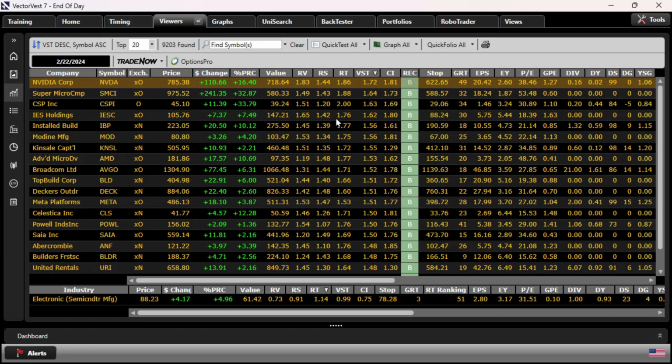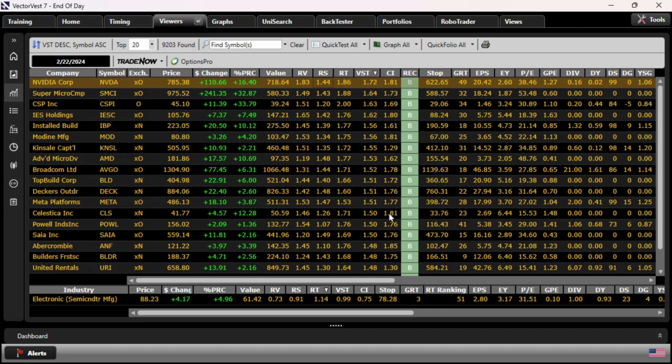So top VST stocks are great for prudent investors looking for RV and RS scores above 1. Just look at our data points. All those RV and RS scores are above 1. All of these stocks are in uptrend. They have VST scores well above 1. In fact, everybody's above 1.4. And they all have CI scores well above 1. So both the short and the long-term trends of price are positive.